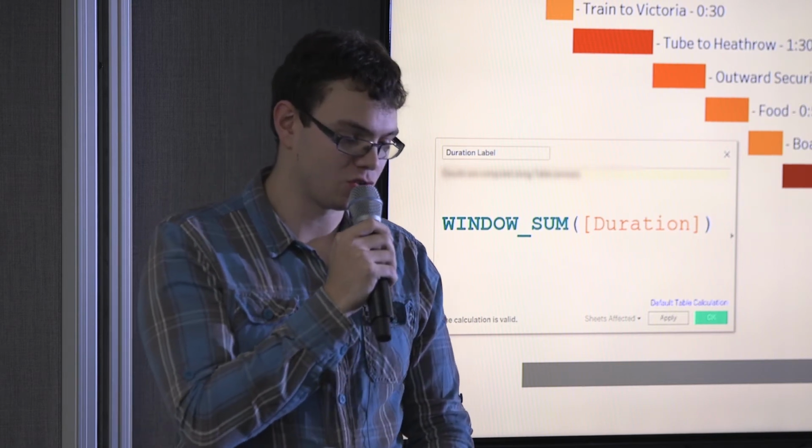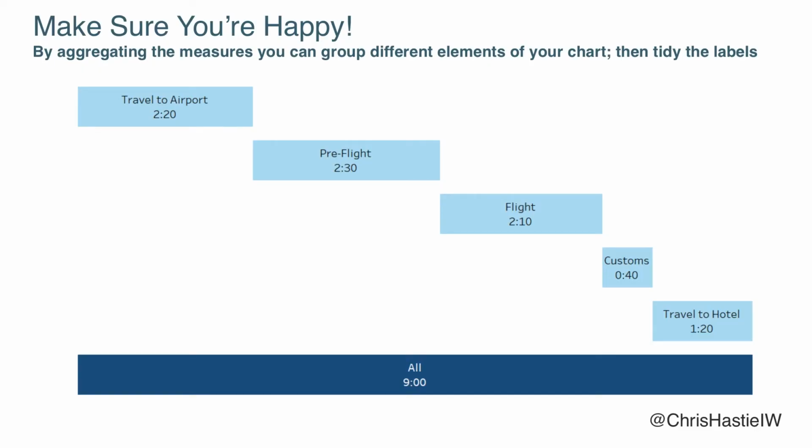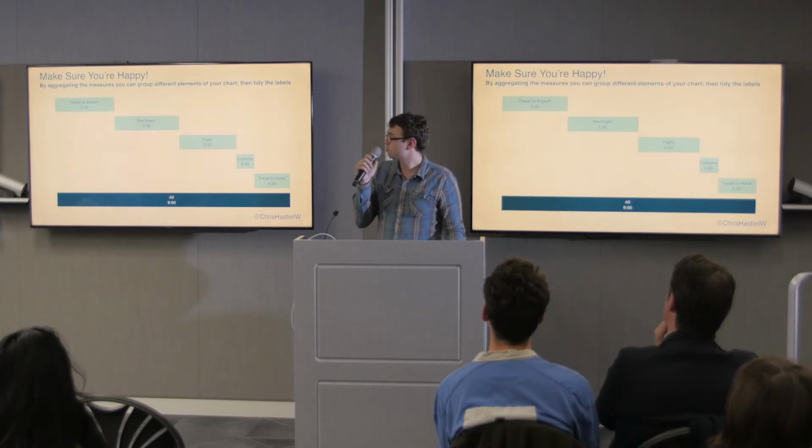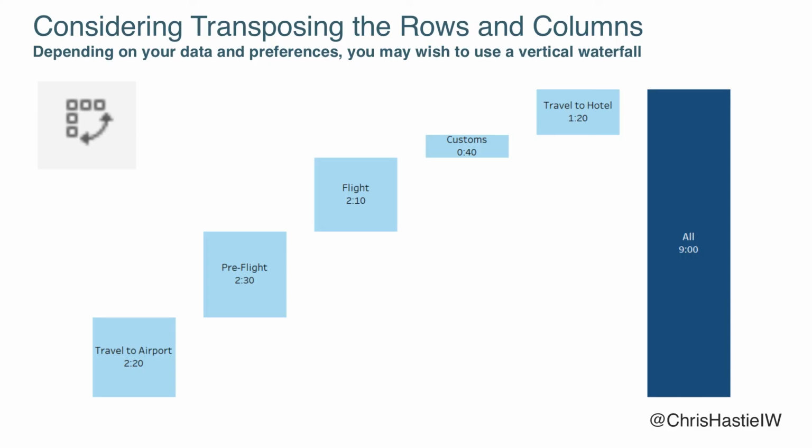I then just like to group those up into something that looks a little bit nicer. So I've changed my view slightly and added some colour and just made it look a little bit prettier. And that's pretty much it. Oh, and you can do a vertical one as well if you want to.